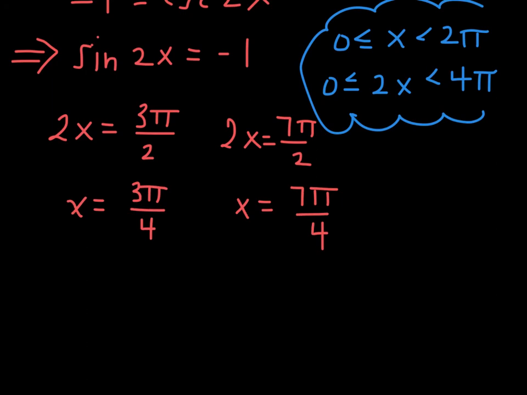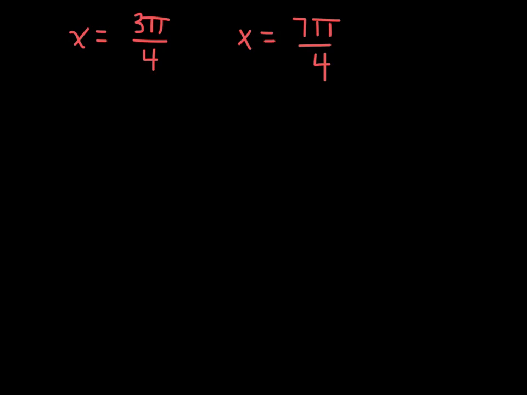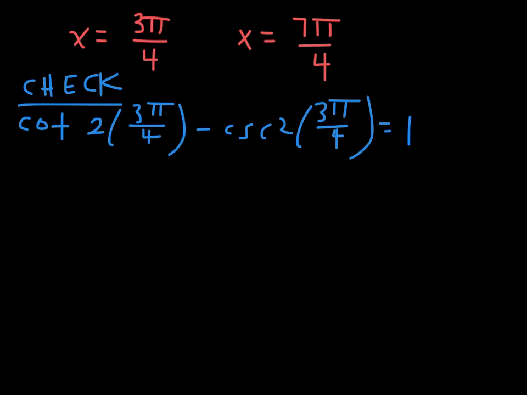All right, so these are proposed solutions. The reason why I said they are proposed solutions is because we squared both sides. So it's possible that one of these is extraneous. So we should probably check our work here. So bear with me as I walk you through checking these two solutions. Now, the original equation is what you should be plugging these into. This is the original equation, and I'm plugging in 3 pi over 4. It gives you cotangent of 3 pi over 2 minus cosecant of 3 pi over 2. And supposedly this is equal to 1. That's what you and I want to confirm.